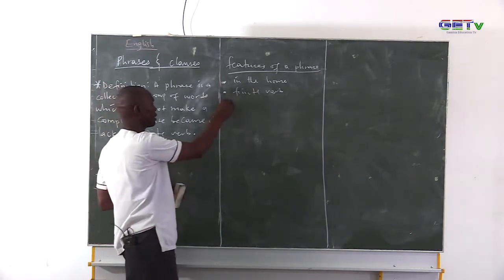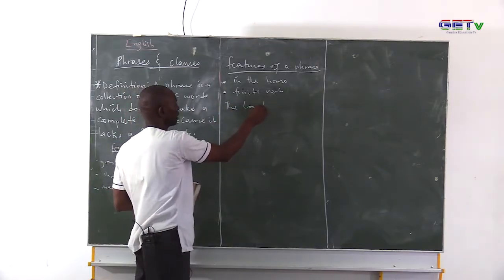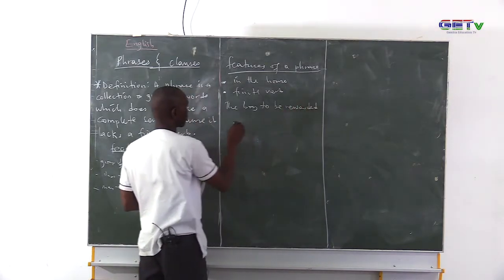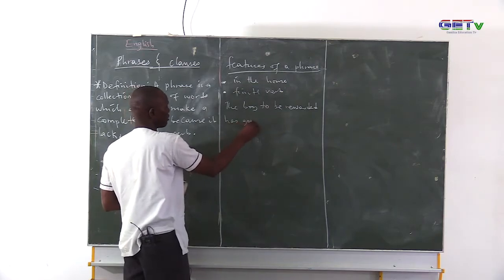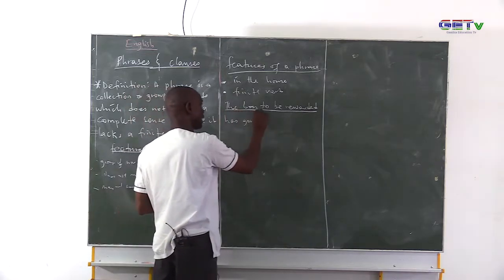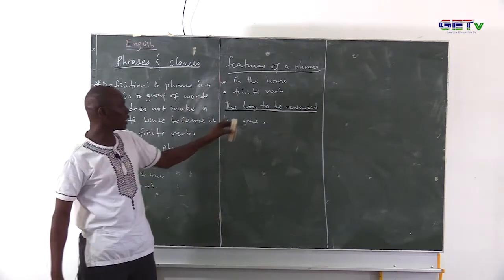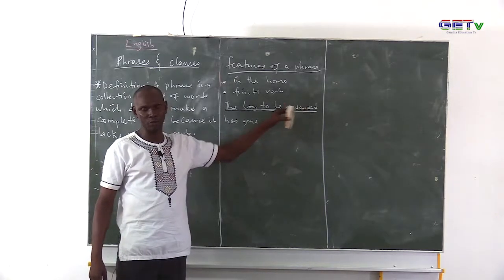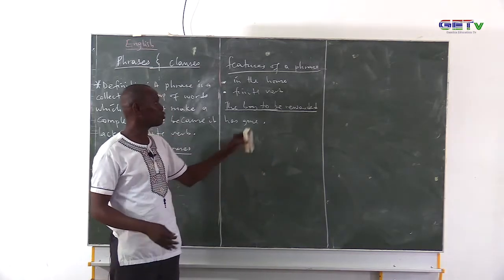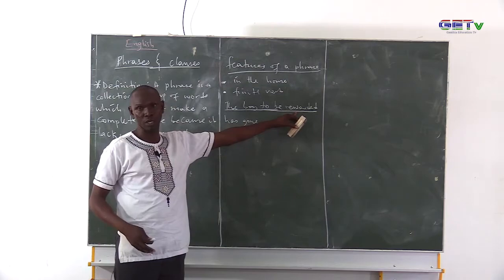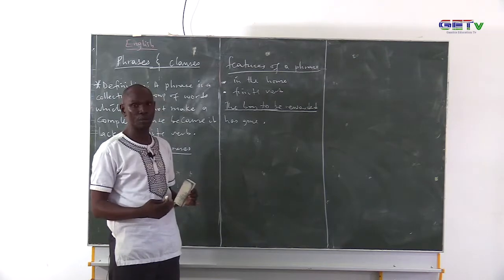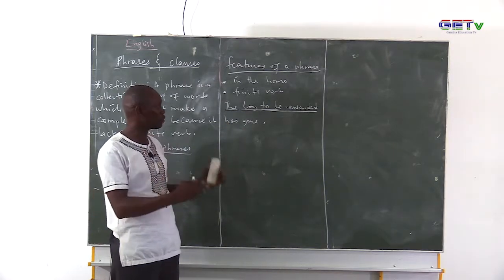Example: "The boy to be rewarded has gone." "To be rewarded" is underlined, or even if you underline the entire thing, "the boy to be rewarded has gone". Here we have two verbs, "be" and "rewarded". "Be" is acting as an auxiliary verb, and "rewarded" is acting as the main verb. But if there was no "to", the verb could change to "reward" or "rewards". With this, it cannot change, so it's a non-finite verb. We'll discuss that in detail.